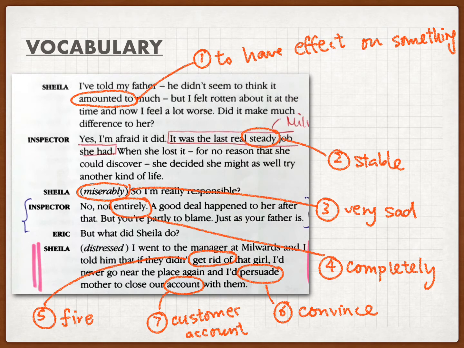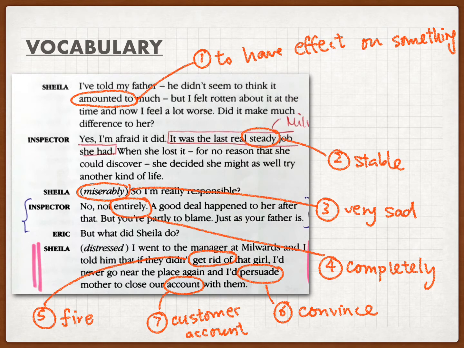Okay, and then the next word, steady job. So a stable job, not changing much. Stable, steady. And then the next word, miserably. Miserably means very sad. So Sheila learned more about Eva and she was very sad, miserably. The next word, entirely. It means completely. So the inspector said it wasn't entirely her fault. Not completely Sheila's fault. And then number five, get rid of. Here it means fire the girl.